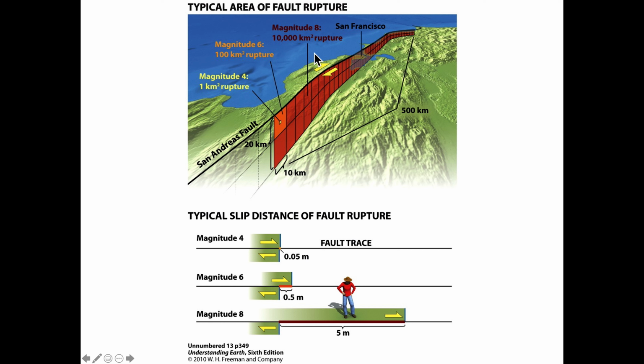So this is close to what the San Francisco earthquake was in terms of both the area of rupture and the magnitude of the earthquake. So again, when we look at the distance of displacement, magnitude 4, we'll see a displacement of 0.05 meters. Magnitude 6, displacement of 0.5 meter, and a magnitude 8, a displacement of 5 meters.